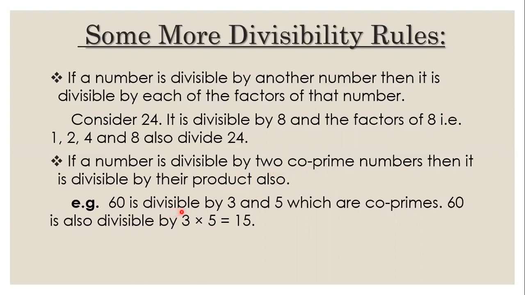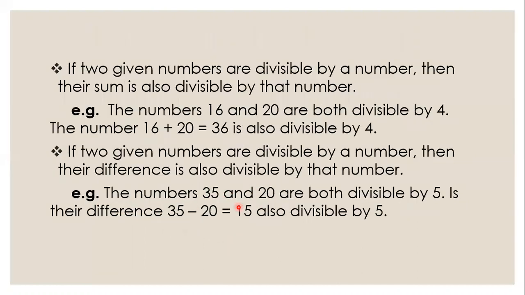We will consider 60. 60 is divisible by 3. 60 is also divisible by 5. Both 3 and 5 are co-primes because the factors of 3 are 1 and 3 and the factors of 5 are 1 and 5. That means they have only one common factor, 1. And 60 will also be divisible by the product of 3 and 5. What is the product of 3 and 5? 15, right? So 60 is divisible by 3 and 5, which are co-primes, and 60 will also be divisible by their product 15. Okay? Now the next rule.